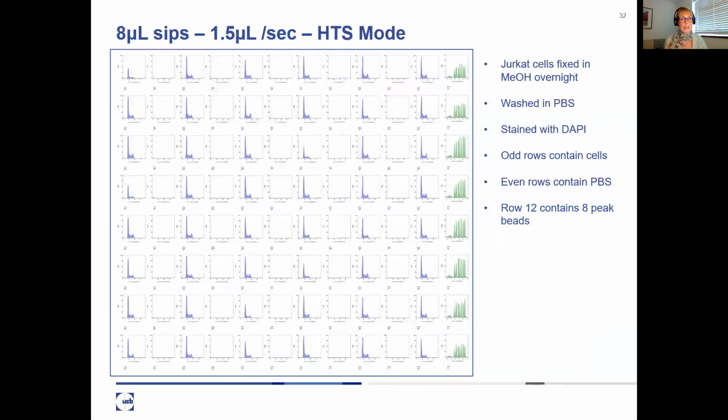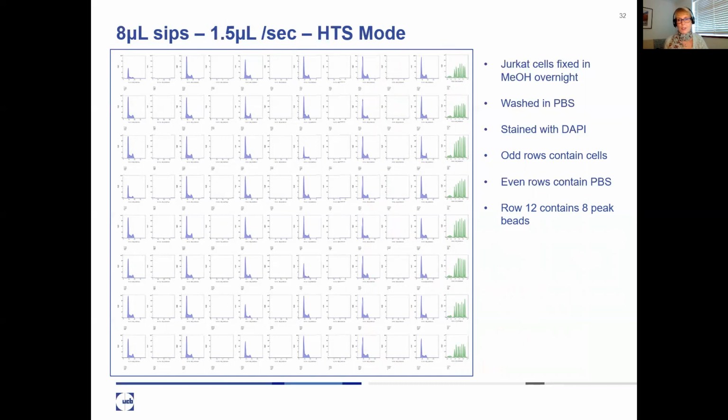And this was what I would consider a high throughput, low volume assessment. So this was just 8 microliter sips running at 1.5 microliters per second. And again, you can see that the profiles are comparable. The DNA profiles look very good. And again, no spillover in the wells in between. And the 8 peak beads still have 8 peaks, and their profiles are perfectly acceptable for that volume and flow rate.